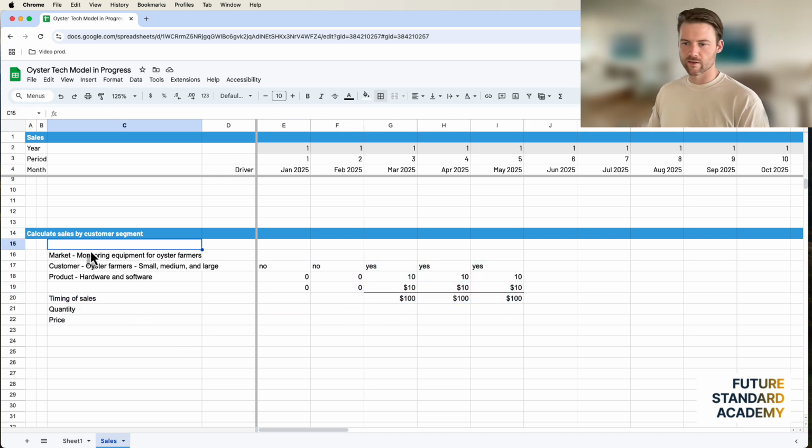This same kind of approach really applies to a lot of things in financial modeling. You've always got to know the timing, quantity, and price. But these here, market, customer, product, they're really mostly relevant to the sales model, which is why it's so hard to get into it in the first place.